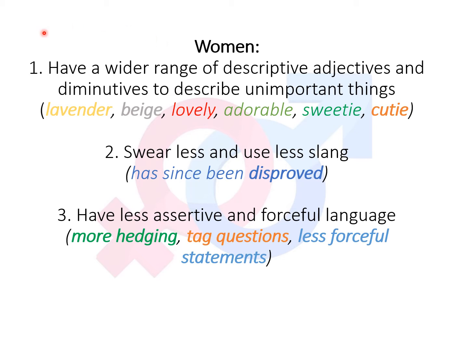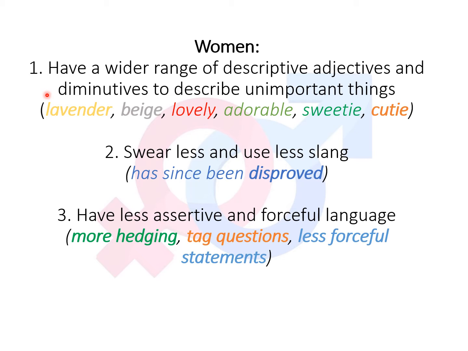So number one, she said that women have a wider range of descriptive adjectives and diminutives to describe unimportant things. Now, if you aren't sure what a diminutive is, it's a shortened or changed name for something, like cutie or sweetie, or we've got adorable and lovely as other examples of adjectives women might use more. Or if you were to change someone's name, like Nicholas, you might use the diminutive Nicky instead.